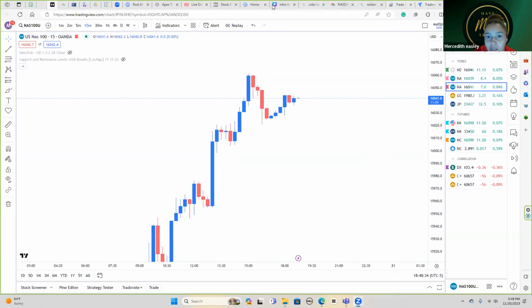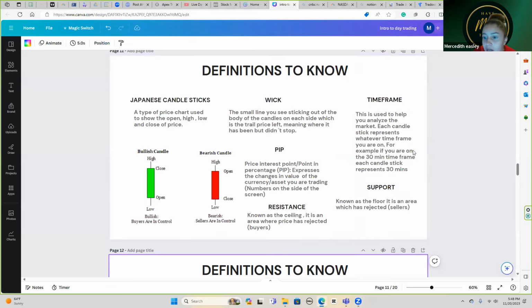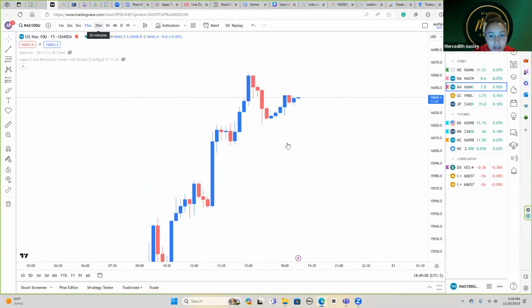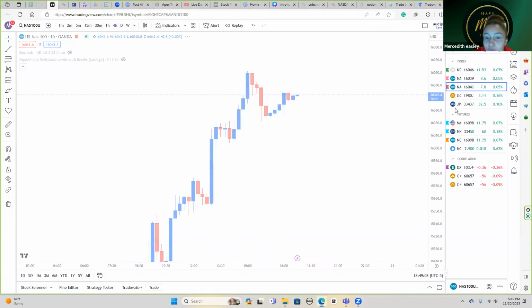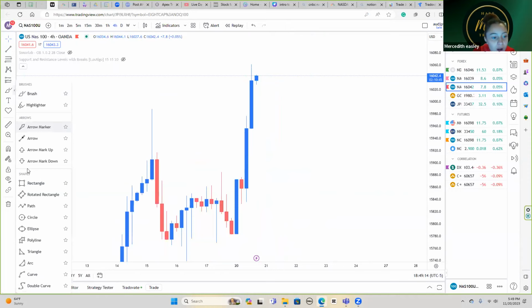While we're on the candlesticks, we want to talk about time frame. The time frame is used to help you analyze the market. Each candlestick represents whatever time frame you are on. For example, if you were on the 30-minute time frame, each candle represents 30 minutes. Let's go back to that chart. You have your time frames up here. I'm on the 15-minute. Each candlestick represents 15 minutes. But if I go on the 4-hour, it's the same chart, but each candlestick makes up 4 hours.